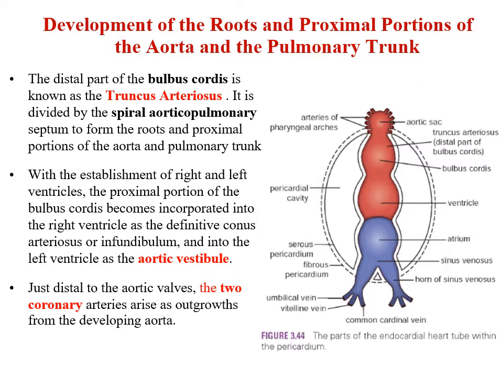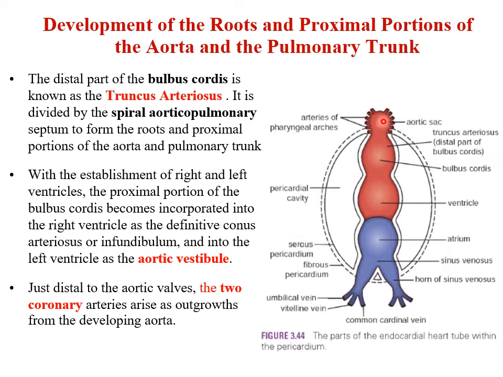If we are talking about the development of the big vessels, the roots of the proximal portion of the aorta and pulmonary trunk, again, this is another picture for the loop of the heart. This is very important. The endocardial heart loop. Let us look at it again. This is the bulbus cordis, and this is the sinus venosus. The heart is surrounded by the pericardium, which has serous pericardium and fibrous pericardium. This is as simple as that.